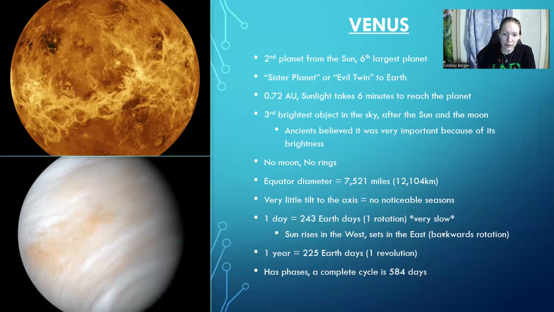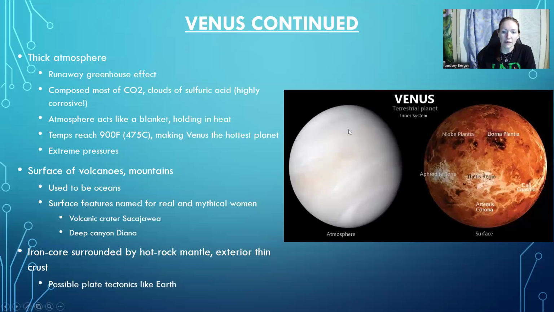Okay, here on Earth, think about which direction the sun rises in. Rises in the east, sets in the west. On Venus, sun rises in the west, sets in the east. So we call that a backwards rotation. Okay. Again, it has a very thick atmosphere. You can see it in this picture versus if we kind of subtract the atmosphere away and then we can see the surface features. That's what you're looking at there.